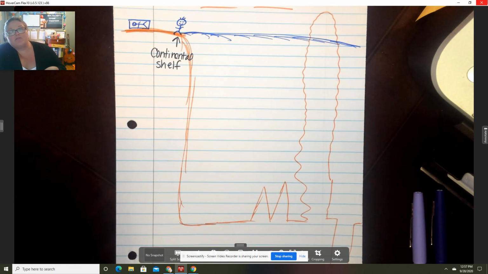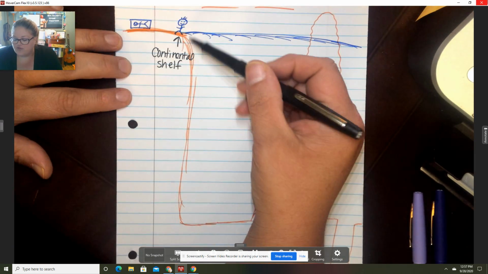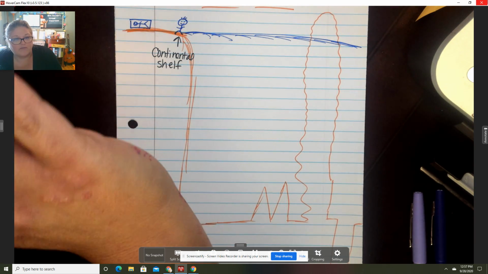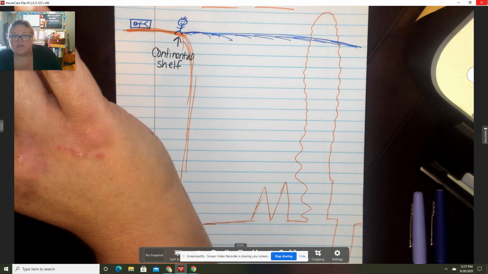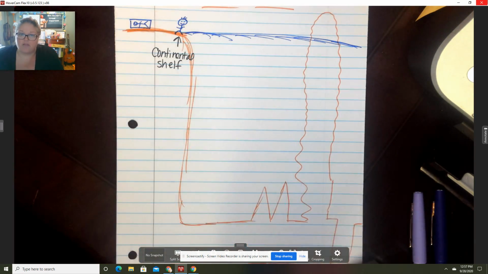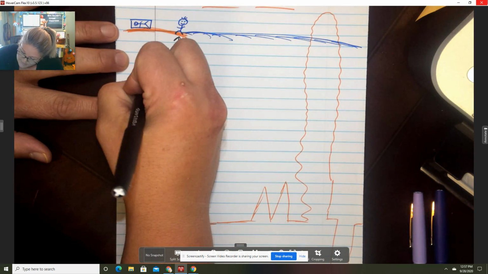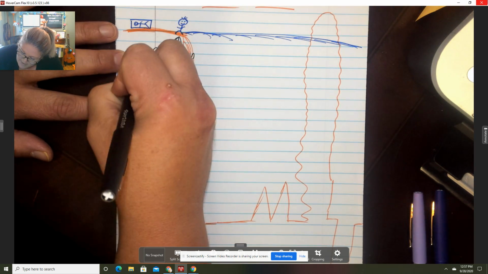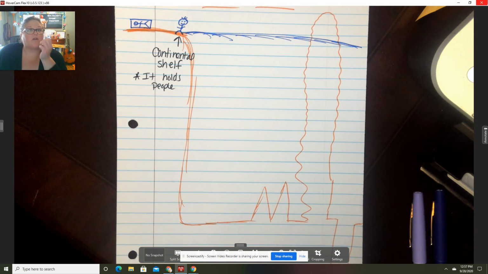Now, the continental shelf goes a couple miles from the shoreline, and then the ocean floor just drops down. But the continental shelf is a good way to remember that this is where most of the life that lives in the ocean lives, and it is a place where people can visit the shoreline, because that's still considered the continental shelf. So I'm going to say that it holds people. So maybe that will help us remember that the continental shelf holds people, just like a bookshelf holds books.